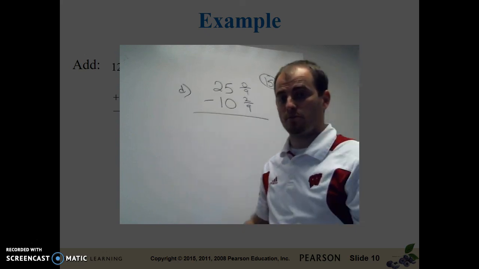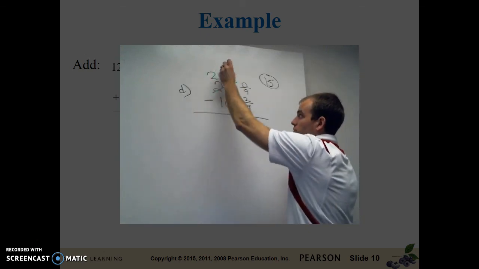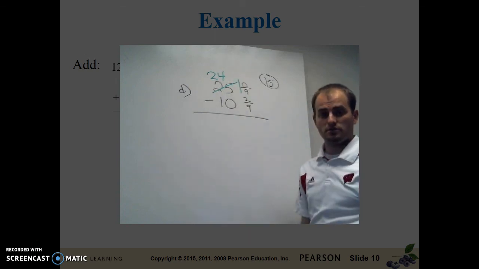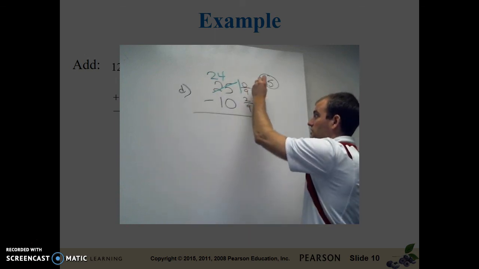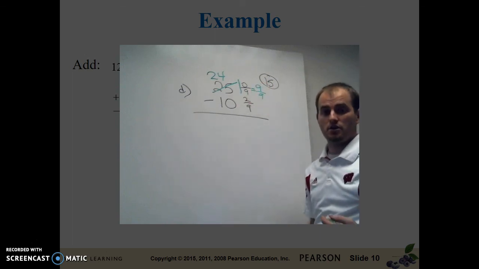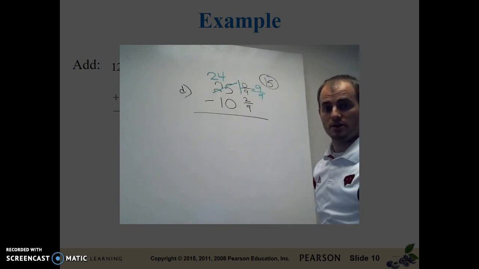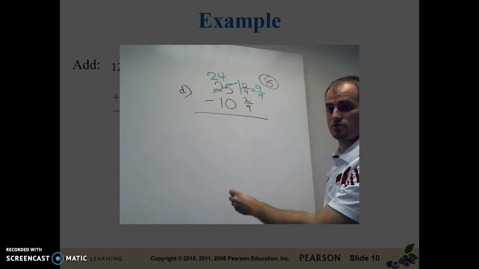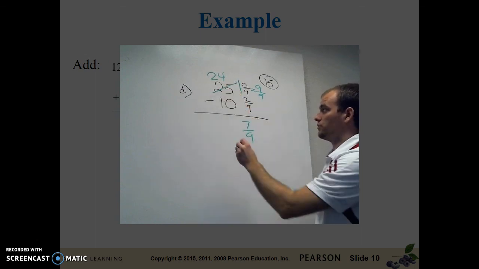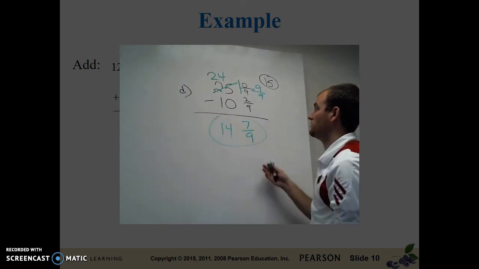We first have to borrow from the whole number 25. That becomes a 24. Now we have 1 in 0/9, which would be the same thing as 9/9. 9 times 1 plus 0 is 9. 9/9 is the whole number that we borrowed. So now you can subtract 9 minus 2 gives us 7/9, and 24 minus 10 gives us 14. So 14 7/9, which is close.